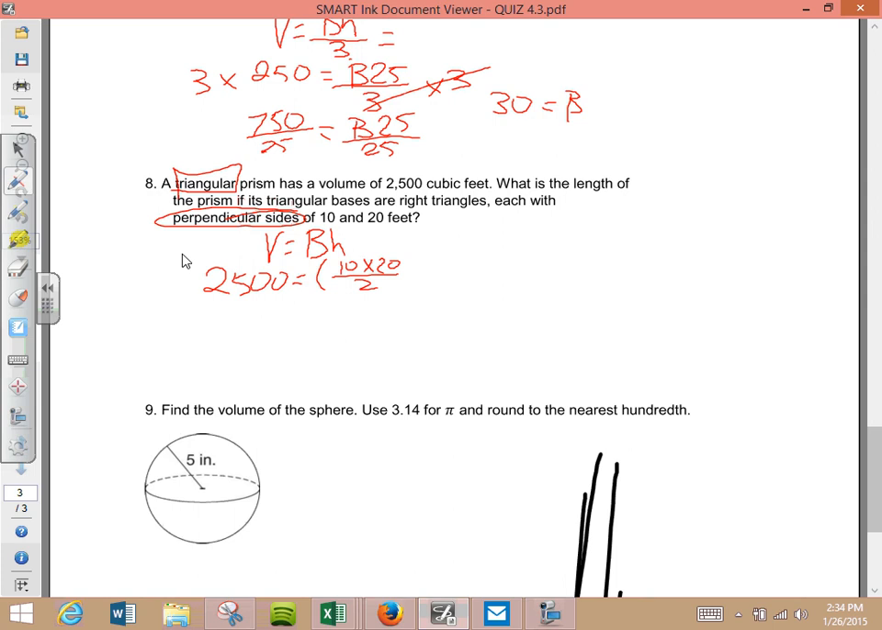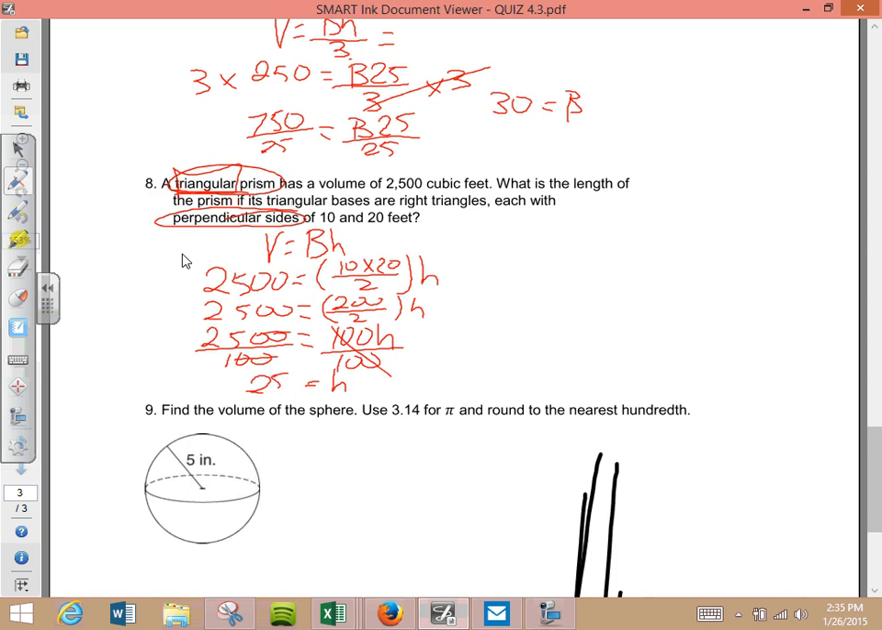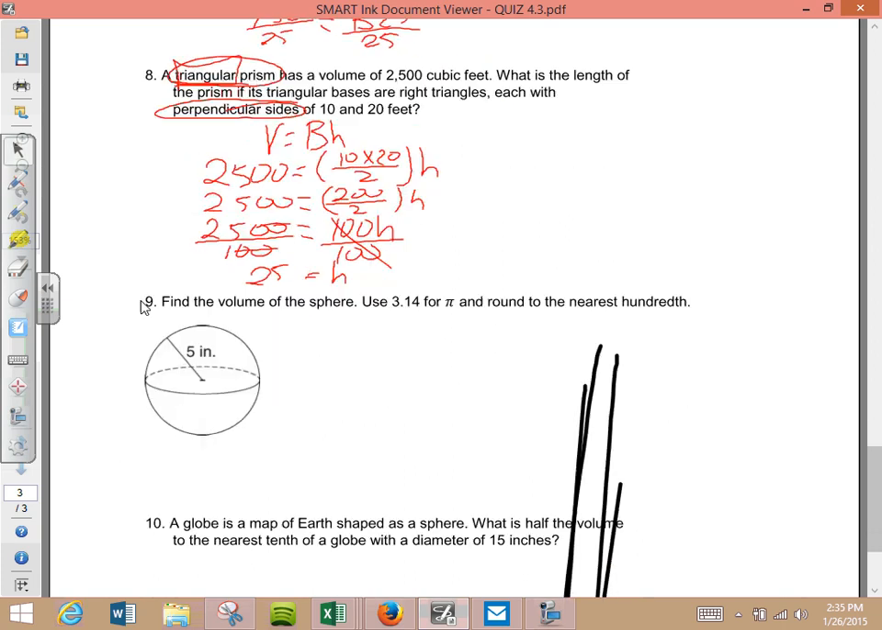Some of you did not divide by 2 times the height. So 2,500 equals 200 over 2 times h. That'll be 100 times h. That looks easy, right? You just divide by 100. A lot of you did not divide by 2 because, again, you have to identify what you're talking about. Otherwise, you won't know what formula to use. That gives me 25. That was easy.